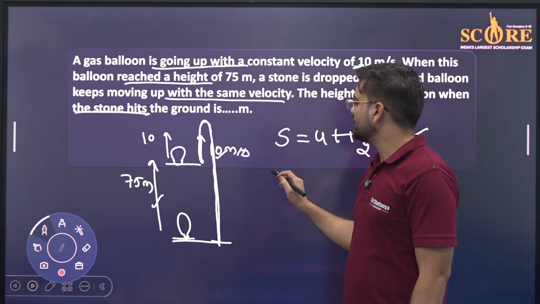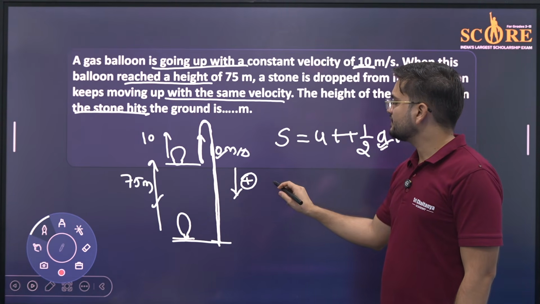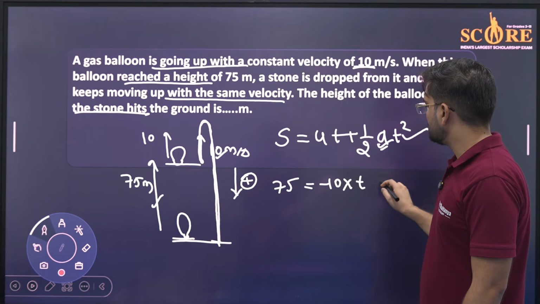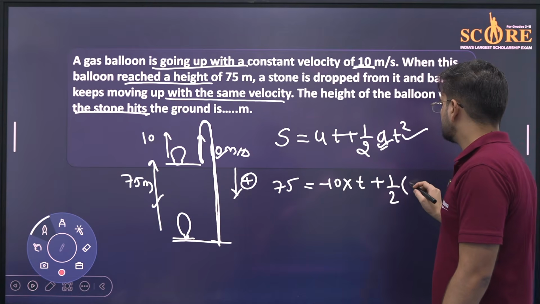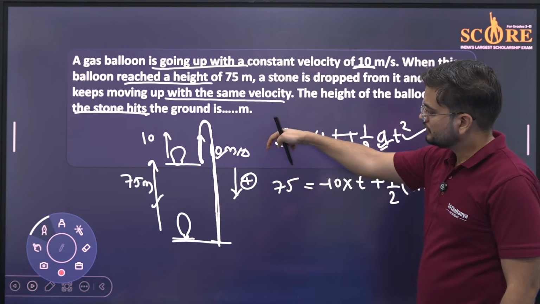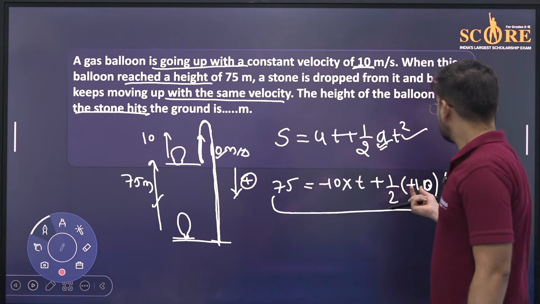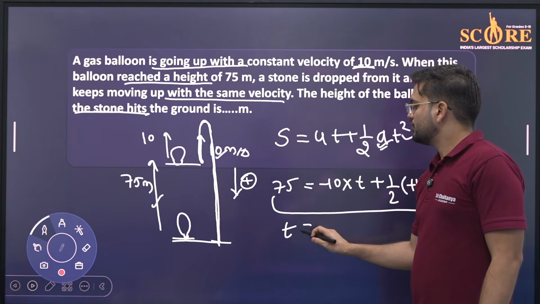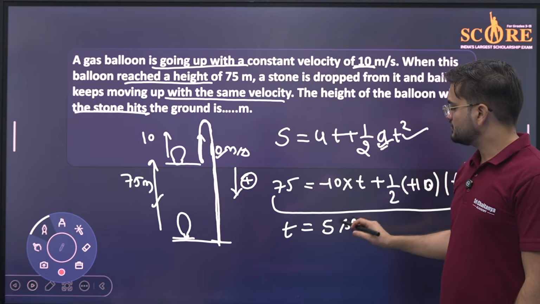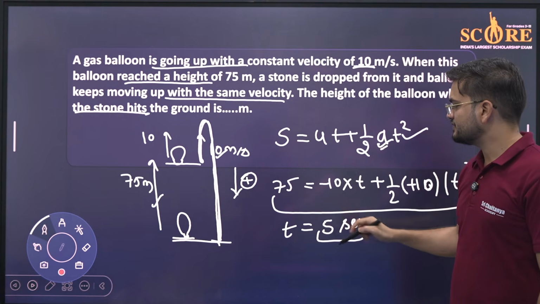If I consider the downward direction as positive, then displacement will be 75, initial velocity will be -10, time is t, plus half, a is +10, because I have considered the downward direction as positive, and the time is t square. By using this quadratic equation, we can calculate time 5 seconds and -3. -3 we will not consider. So the time taken by the stone to reach the ground is 5 seconds.